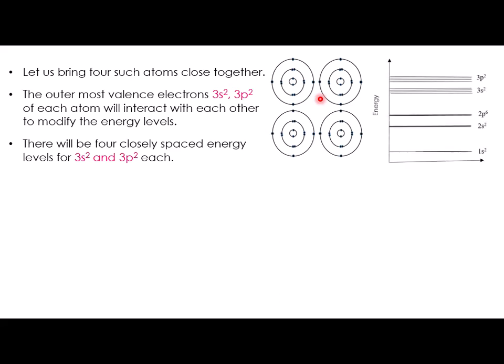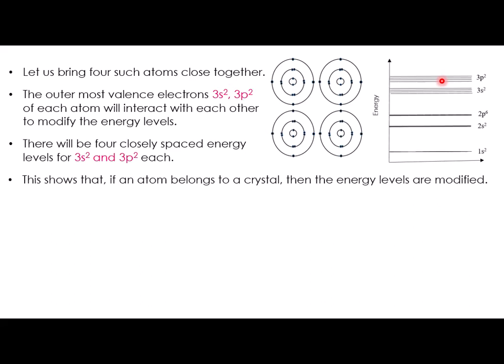Here you can see that again the energy levels of the inner electrons are not changing much. Though they are changing, the modification is not appreciable, whereas the energy levels of 3s2 and 3p2 have changed quite appreciably, and you are seeing 4 closely spaced energy levels for 3s2 and 3p2. So, what did you conclude from here?